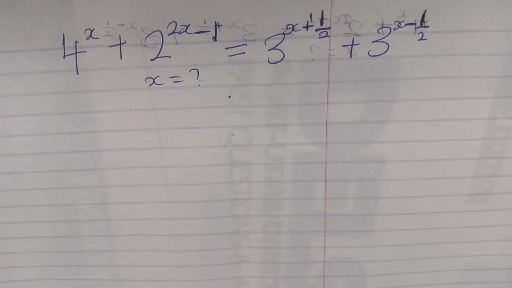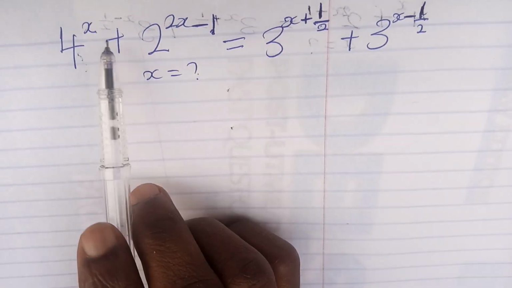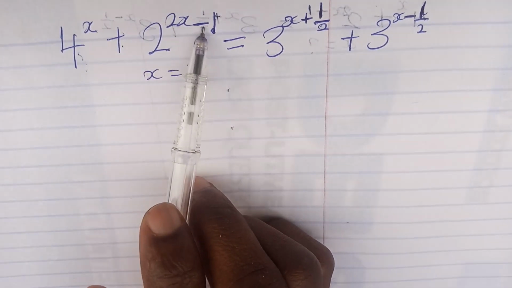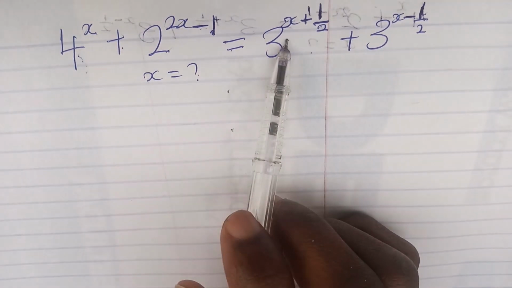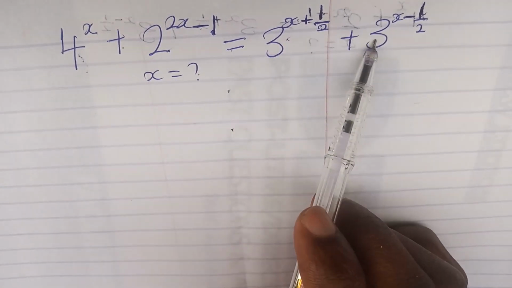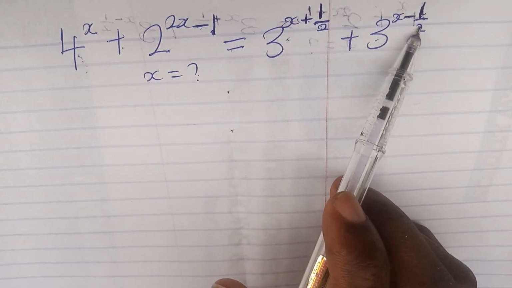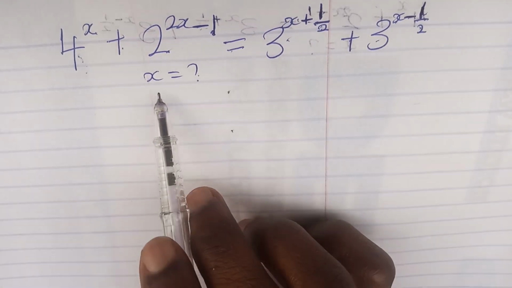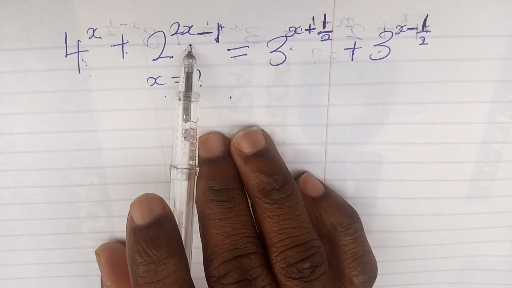Today here comes another nice challenge which reads 4 to the power of x plus 2 to the power of 2x minus 1 equals 3 to the power of x plus 1 over 2 plus 3 to the power of x minus 1 over 2, and we are looking for the possible value for x.